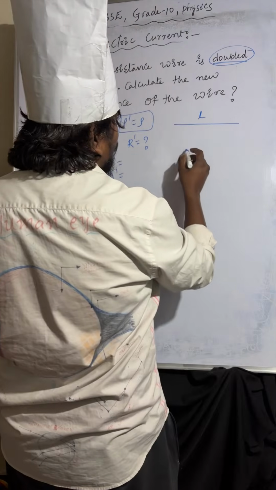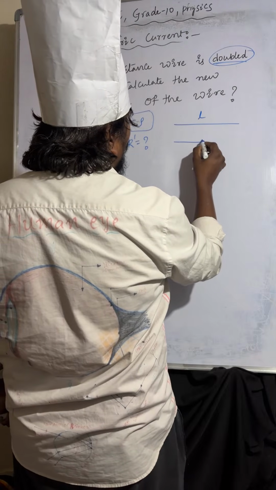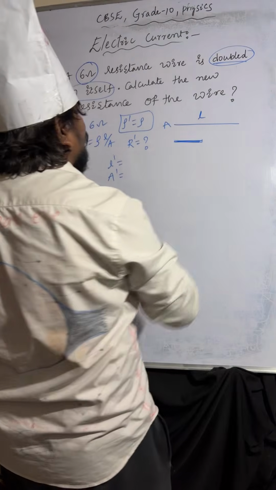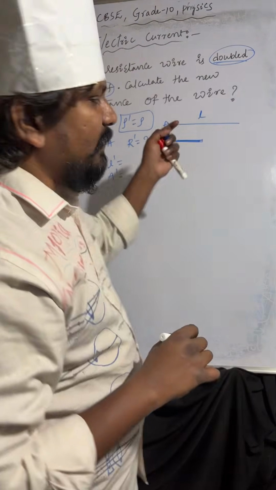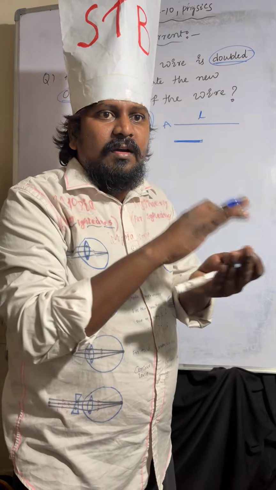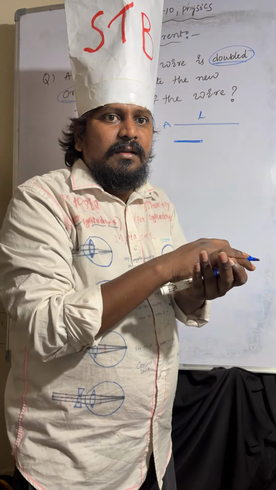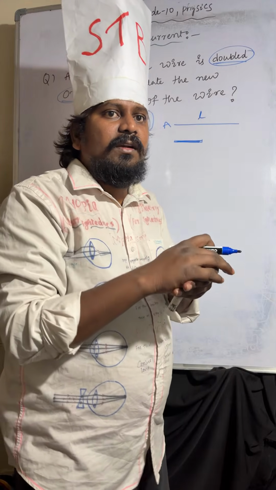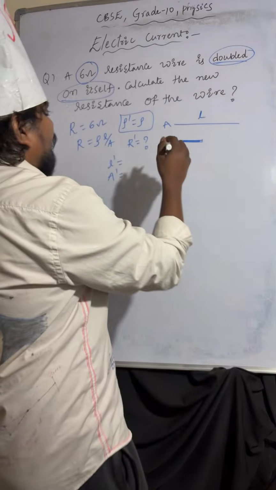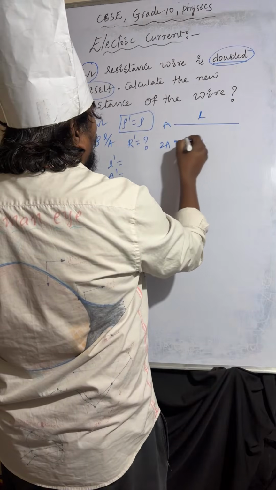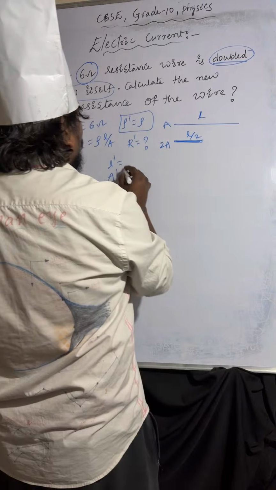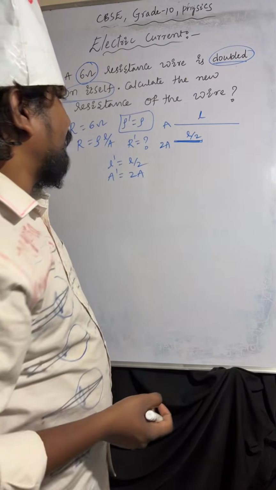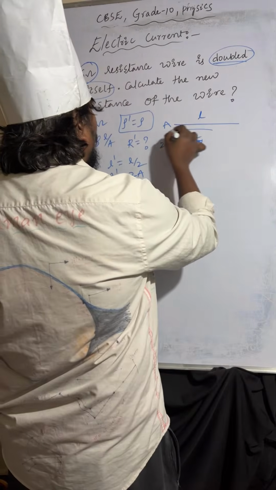Initially the length is L, and half of it is doubled on itself, meaning folded like this. Initially the area of the cross section is A and the length is L. So it is folded on itself. That's why I am taking the area as 2A and the length as L by 2. So the final length is L by 2 and the final area is 2A.